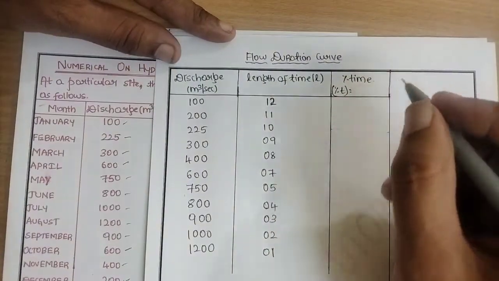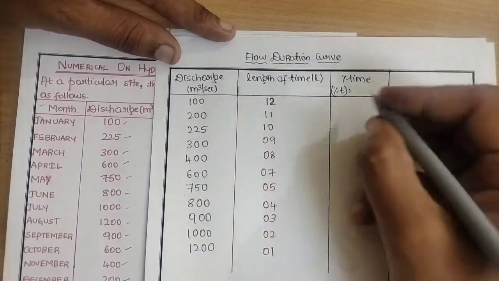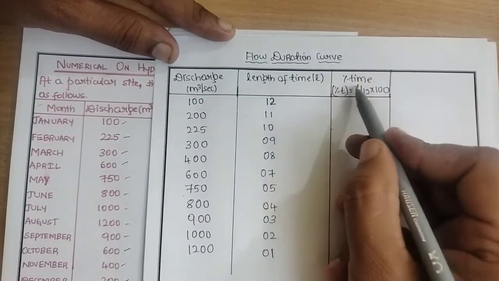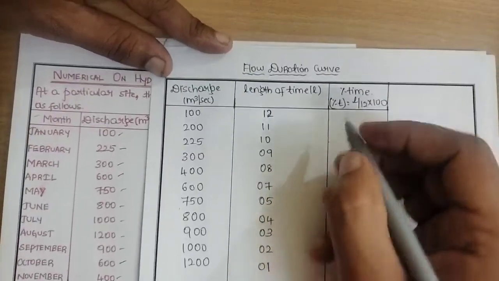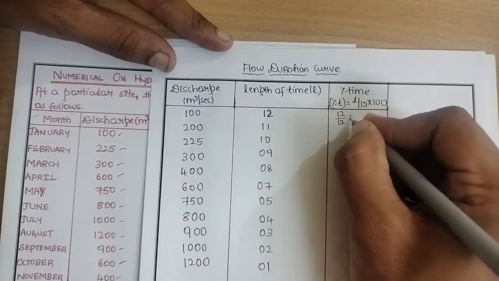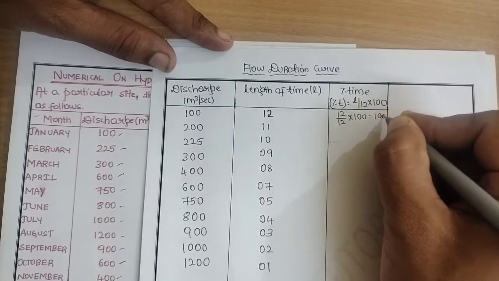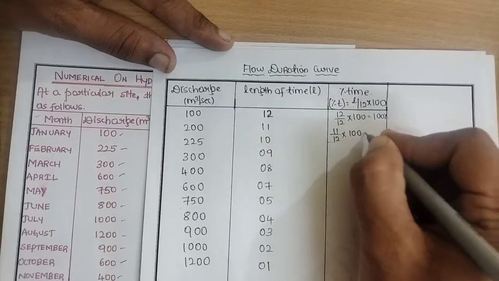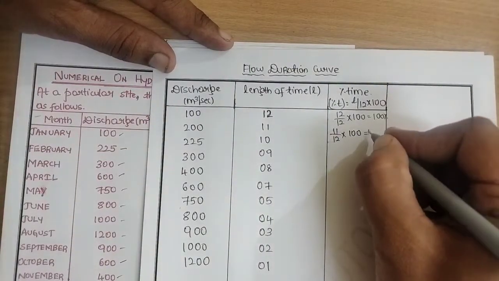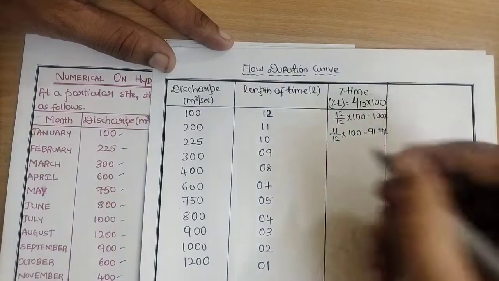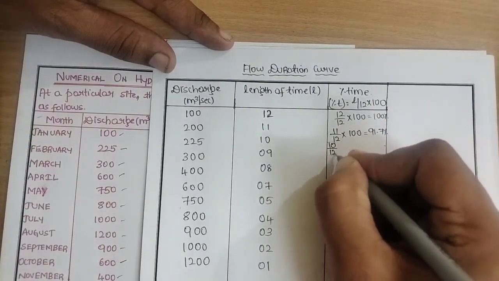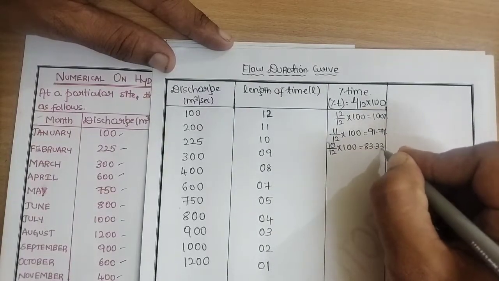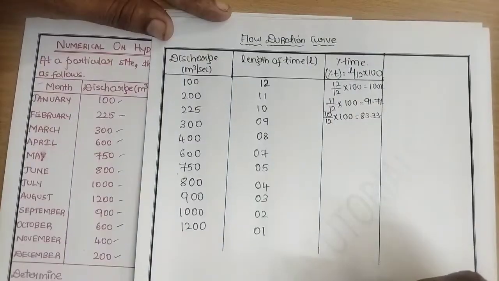Next, let us see how to solve the percentage time. It is a simple calculation that is given by L divided by 12 into 100. What is L here? The length of time. That means 12 divided by 12 into 100, we will get the value as 100%. Similarly, 11 divided by 12 into 100, we are getting the value as 91.7%. Next, 10 divided by 12 into 100 gives the value as 83.33%. Similarly, I will finish all the values here.